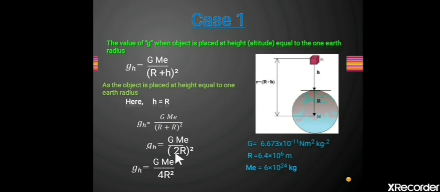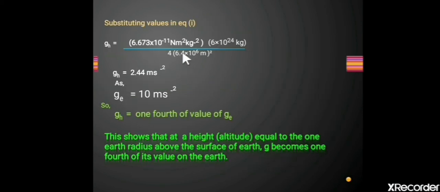Then we will open the square bracket, 2 square is 4, so 4R square. Now here the value of the universal constant of gravitation is 6.673 multiplied by 10 raised to power minus 11 Newton meter square per kilogram square. Mass of the earth is 6 multiplied by 10 raised to power 24 kilogram and radius of the earth is 6.4 multiplied by 10 raised to power 6 meter. So we will substitute these values in this equation, then by calculation we will get the value which is 2.44 ms minus 2.